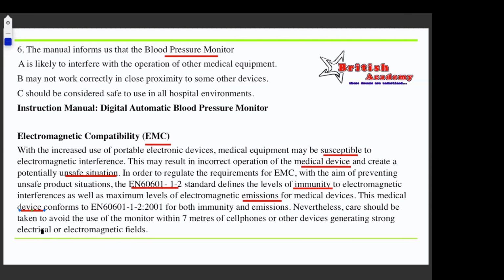Nevertheless, care should be taken always. The care should be taken to use the monitor within 7 meters. It doesn't say that it needs to be maintained, but it's always better to have a precaution, better to have a safe distance. Care should be taken to avoid the use of the monitor within 7 meters of cell phones or other devices generating strong electrical or electromagnetic fields.